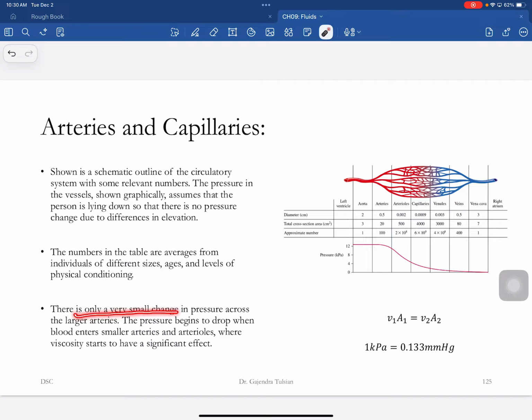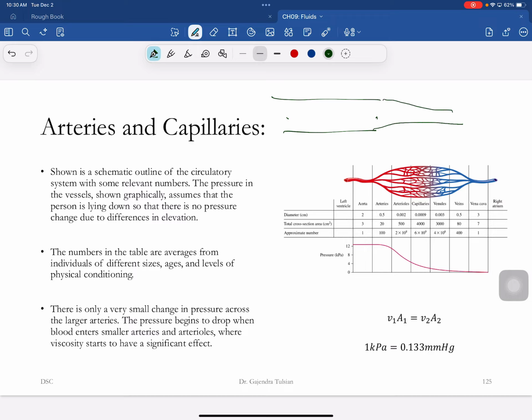So there's only a very small change in pressure across large arteries. The pressure begins to drop when blood enters small arteries. When the pipe is wide, the pressure drop is small because the resistance is small. You have a greater pressure drop when the blood vessels get narrowed.